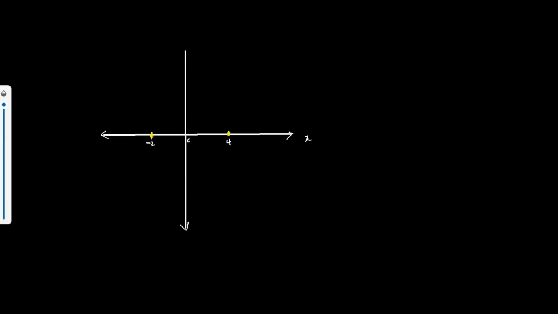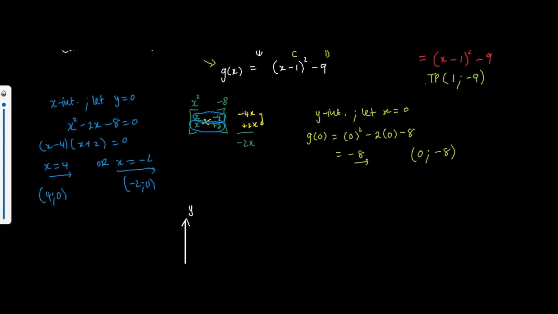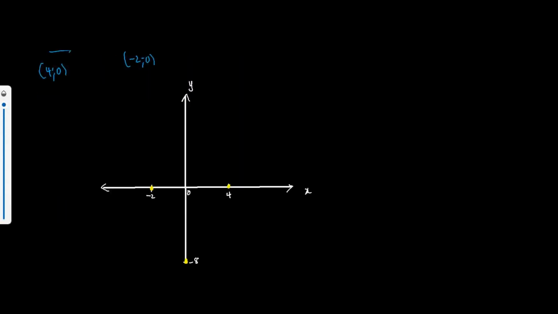Right, good stuff. Then we had our y-intercept, which was 0, negative 8. So 0, of course, is at the origin here. Negative 8, let's make it somewhere at the bottom here. That's quite a large number. And we have negative 9 here as well. So this coordinate here is our y-intercept. And of course, our turning point, which we did calculate, right? We did say that the turning point was 1 and negative 9.